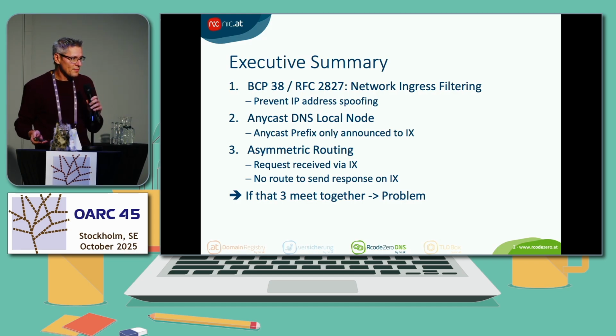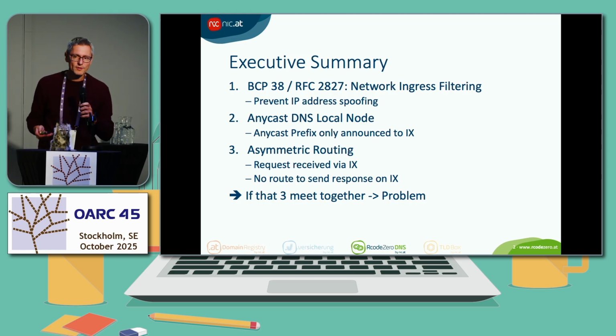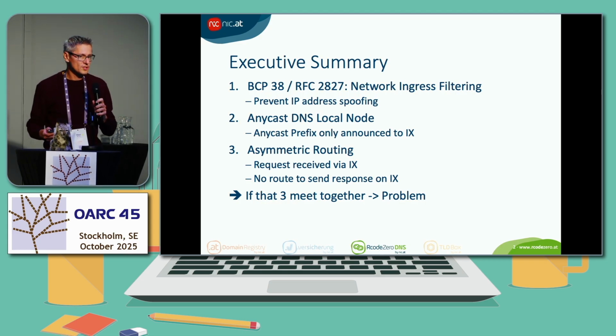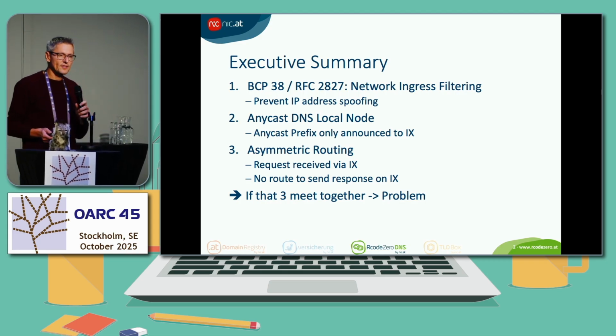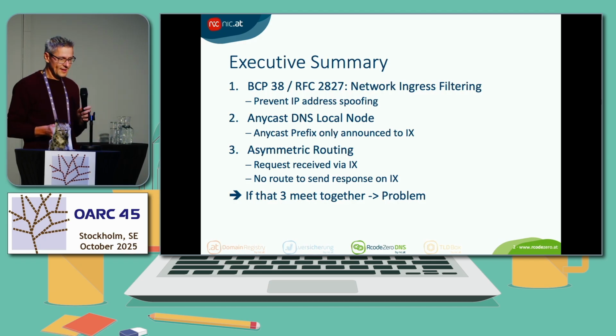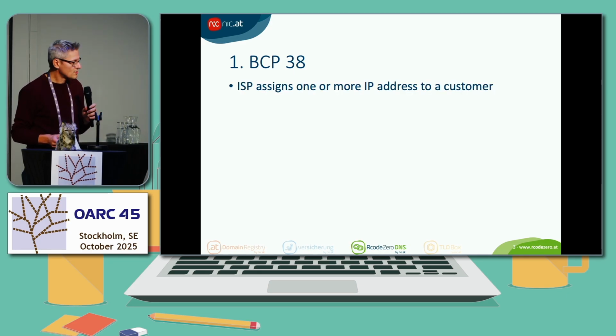For the executive summary, there are 3 different technologies or parts. The first is BCP38, that means validation of source IP addresses. The second is an Anycast local node, which is directly connected only to an internet exchange. And the third is asymmetric routing. If all these 3 things happen at the same time, then you might have a problem as an Anycast provider. We had that problem, and I'll show you a solution for it. So I'll shortly describe the 3 things.